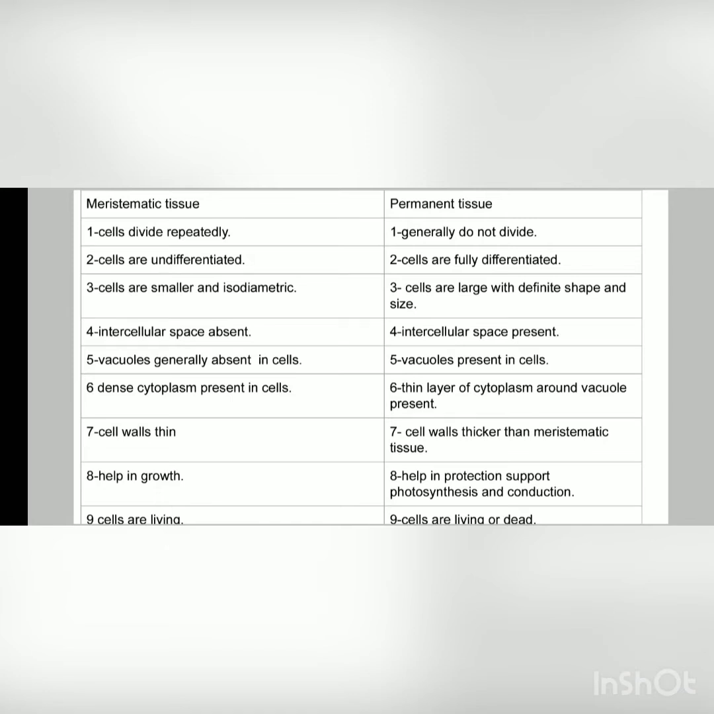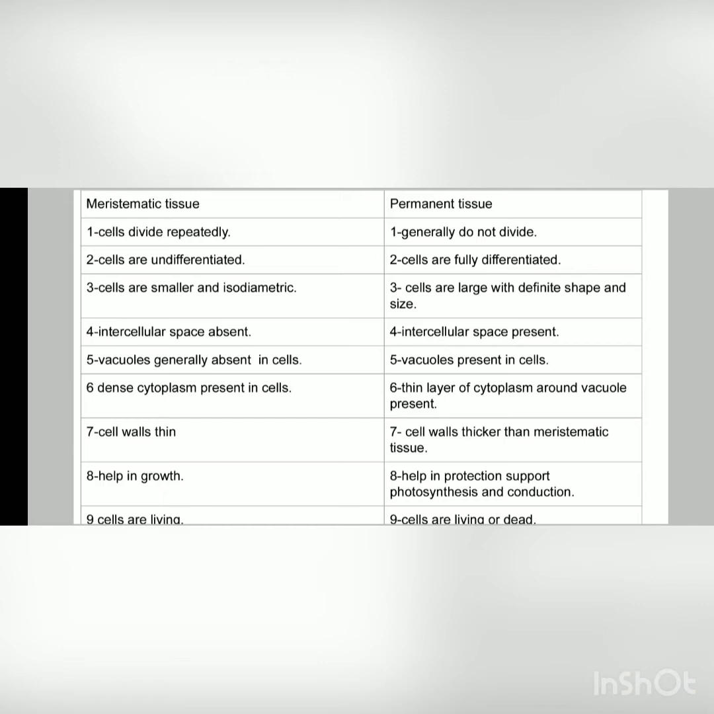And meristematic tissue cells are undifferentiated, means there is no difference and no modification found in the cells of meristematic tissue, as they need only cell division. And the cells of permanent tissue are fully differentiated, as they convert into specific tissue, like parenchymatous cells are different from collenchymatous cells, collenchymatous cells are different from sclerenchymatous cells. So all cells are having differentiation.